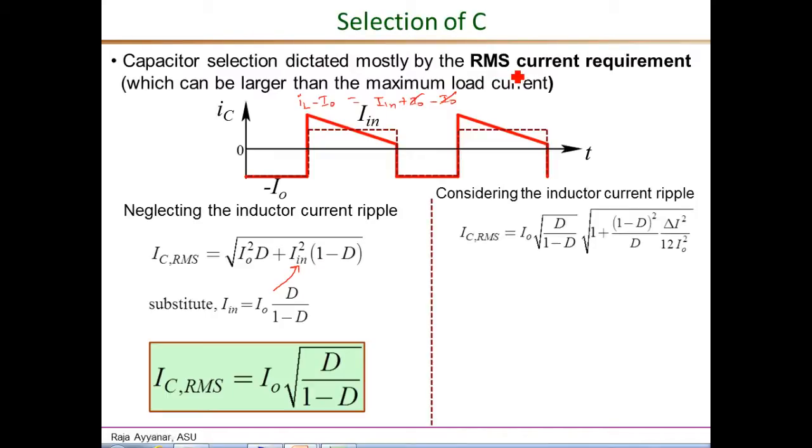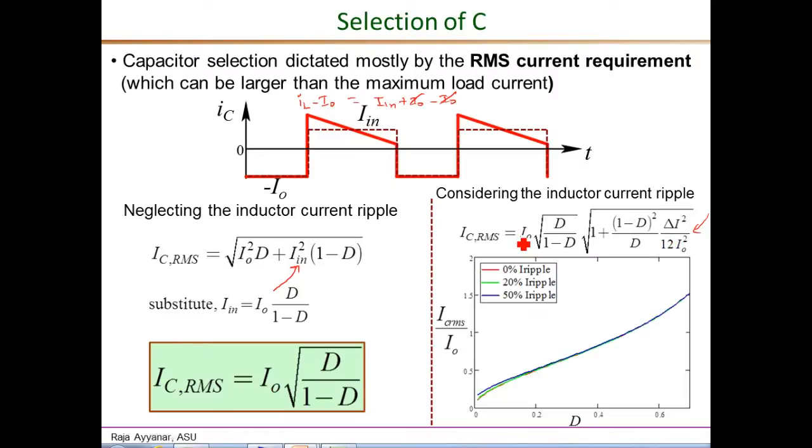Now if we consider the high frequency ripple also in deriving the RMS current value, this is the expression that we get, and this is again identical to the boost converter expression. I will not go through the derivation again, but I will simply state that the delta I adds only a very small amount to the RMS value, and that is illustrated by the plots of RMS current as a function of D for 3 different values of the peak-to-peak ripple current.